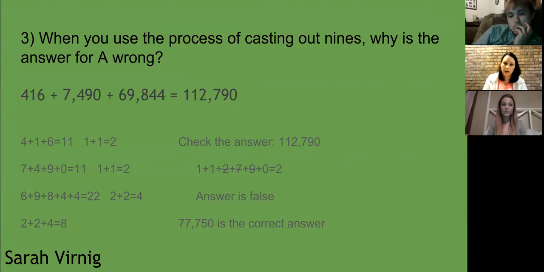With this number, we can check the answer that we were given. So we take our answer, we break it apart. Now, as you can see, I have a 2, 7, and 9 crossed out. And that is because a 9 is a 9, and we're casting them out, so we don't need it. 2 plus 7 gives us 9, so we can cross both of those out. Leaves us with 1 plus 1 is 2. 2 and 8 are not the same, so this answer is a false statement. The correct answer should be 77,750.